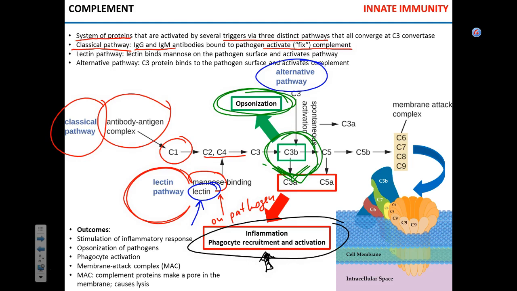Second big outcome is called opsonization, and I want to stop at this outcome a little bit longer because we will encounter that term again. Opsonization is a binding of, in this case, complement molecules to the surface of, say, bacteria.